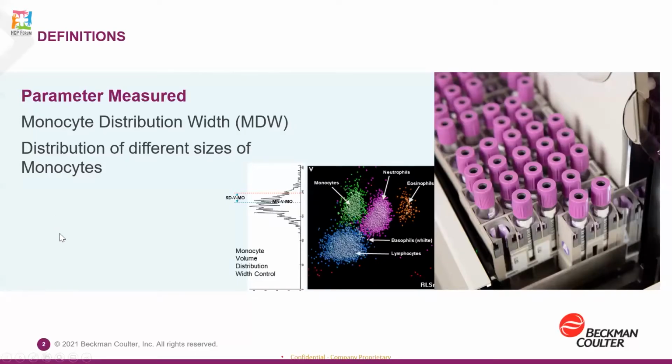So what exactly is monocyte distribution width? It is really just a parameter that measures the distribution of different sizes of monocytes. This is monocyte distribution width, or MDW for short. MDW is the identification of different sizes of monocytes, in particular larger than normal monocytes. You may be more familiar with RDW, or red cell distribution width, where we use RDW to differentiate different types of anemia. With MDW, we are identifying sepsis.